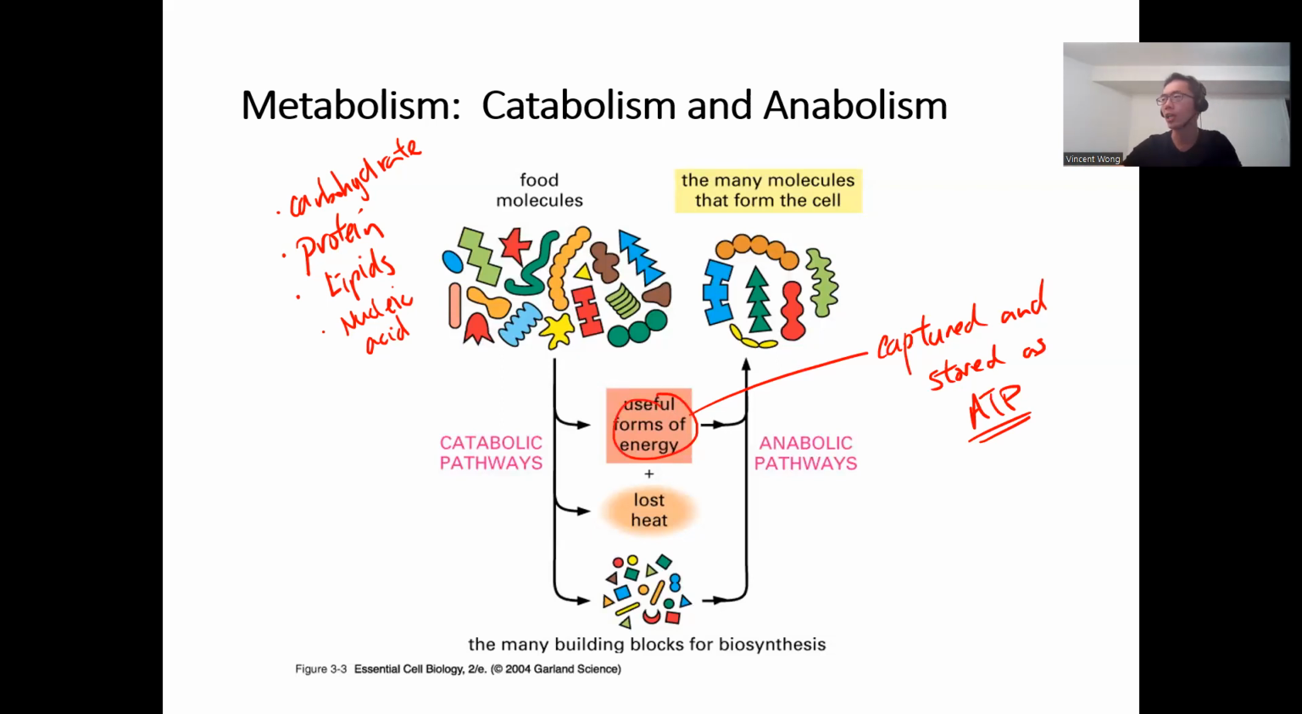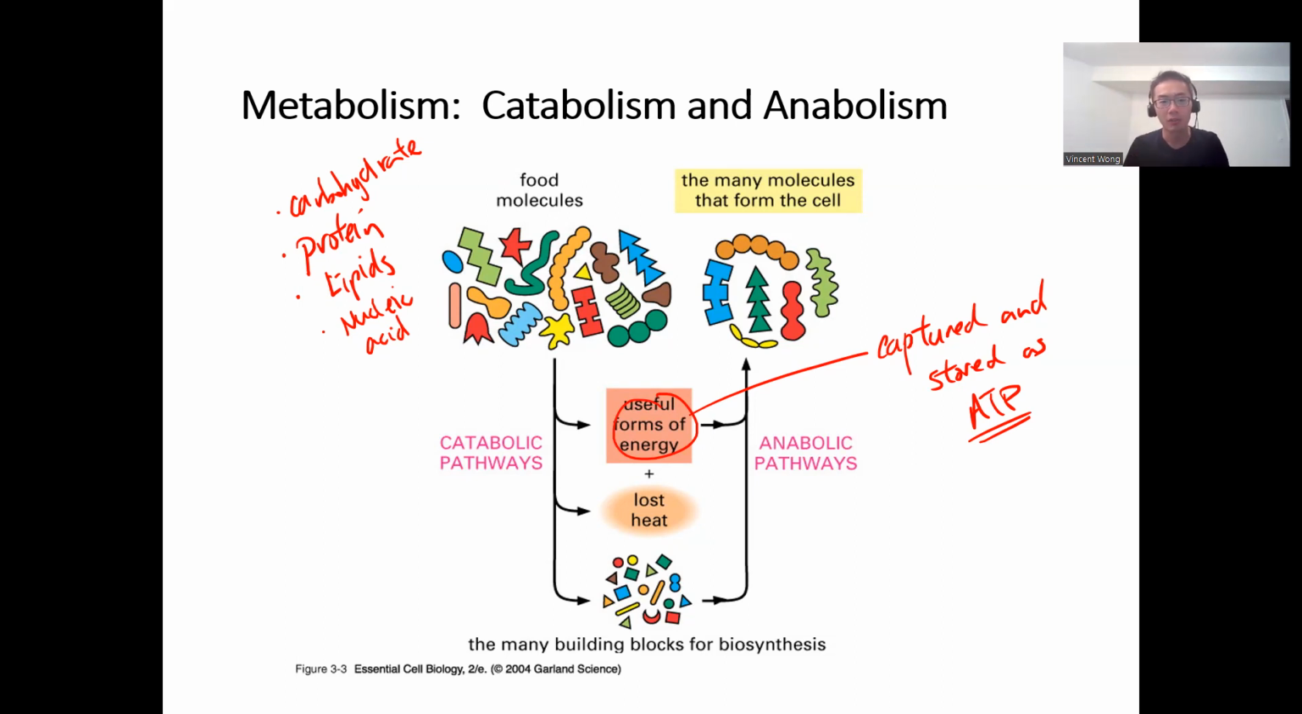Now, we are not very good at capturing all that energy. In fact, we are not efficient. A lot of the energy is lost as heat. Whatever we don't capture will be used to warm our body. So you feel warmer, especially on a cold day, when you have a nice meal afterwards.